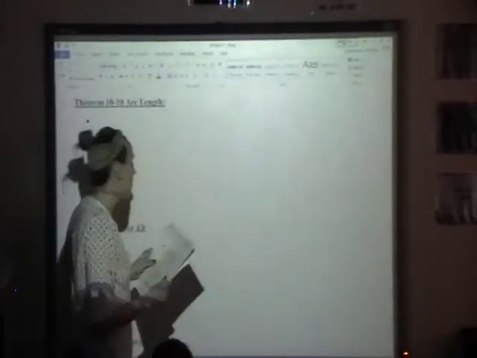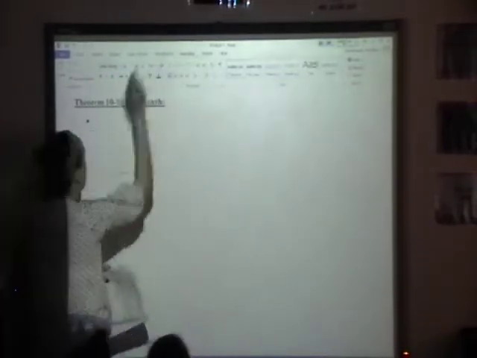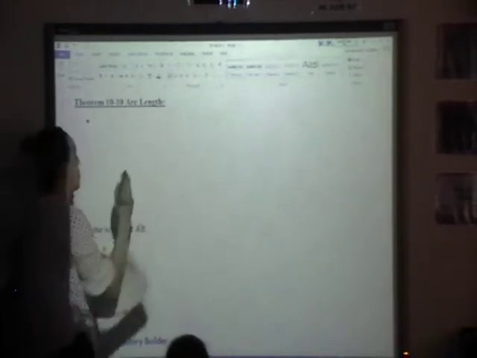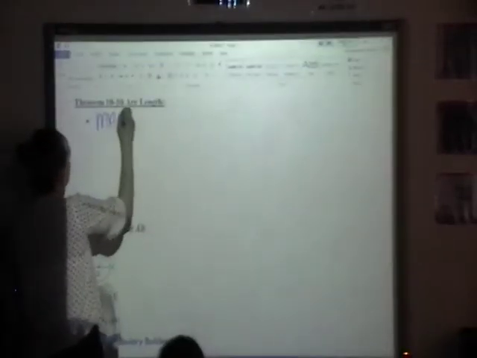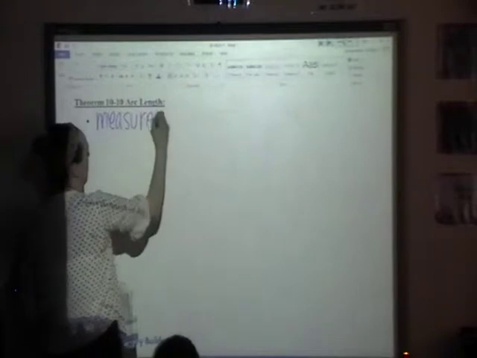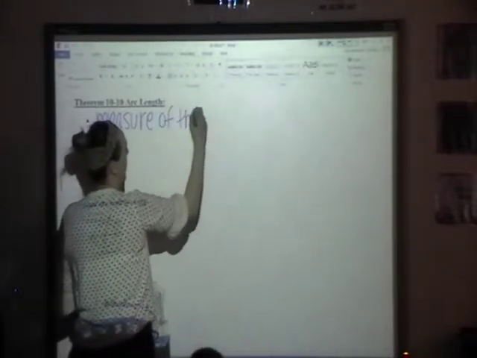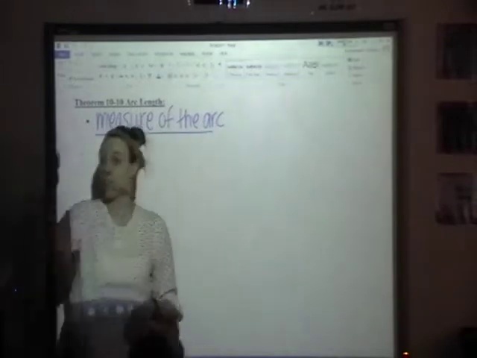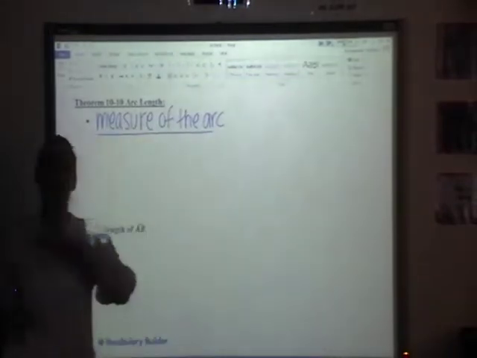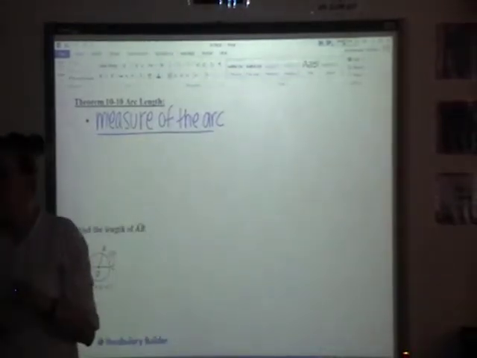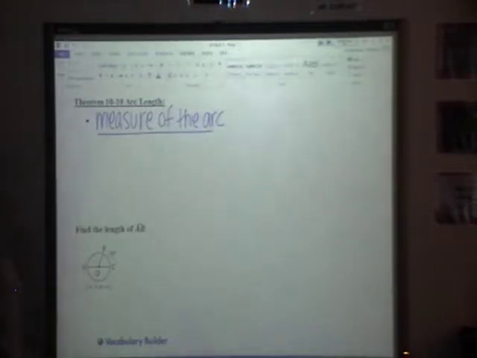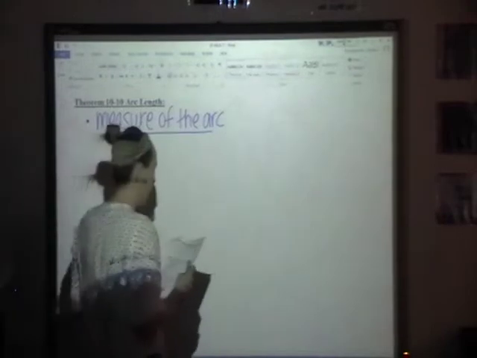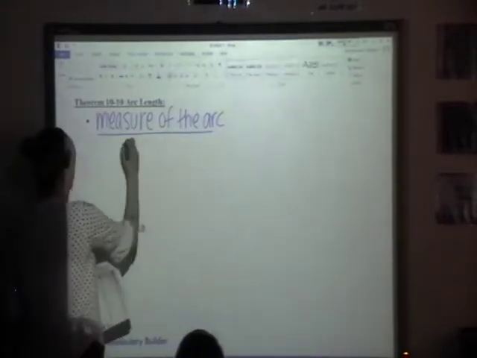To figure out the length of an arc, we need to know the measure of the arc. Either it will be given to you or it will give you the measure outside of it. So if it gives you a circle, it says this length is 60 degrees, you have to find the rest. It all depends. It'll say by the darker shaded line. It's the measure of the arc over 360.